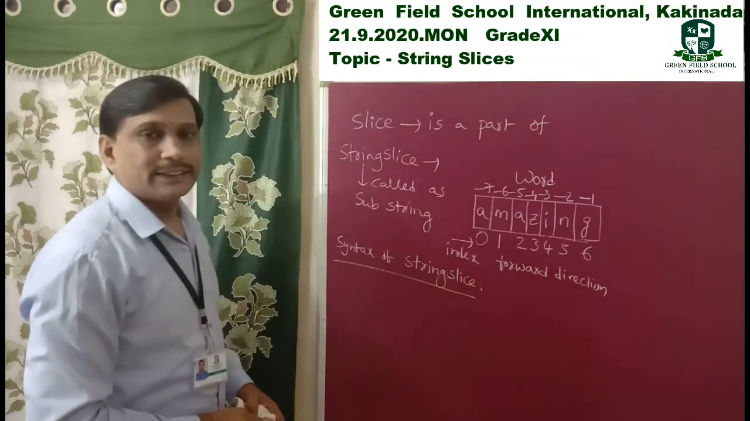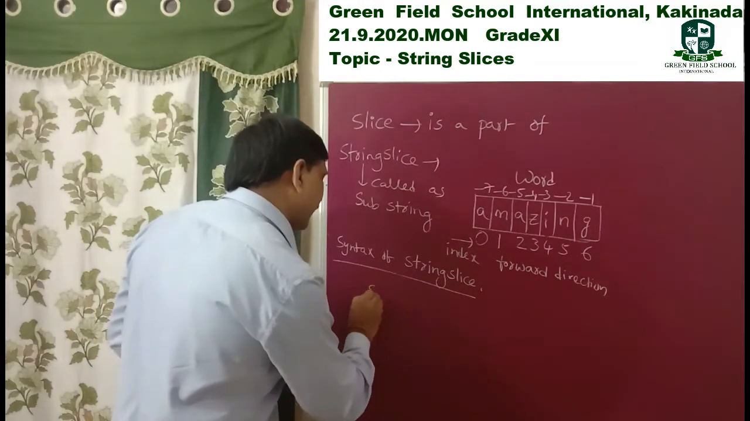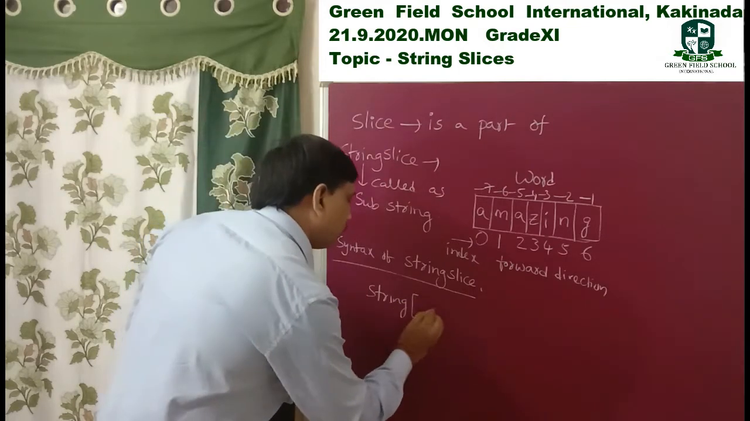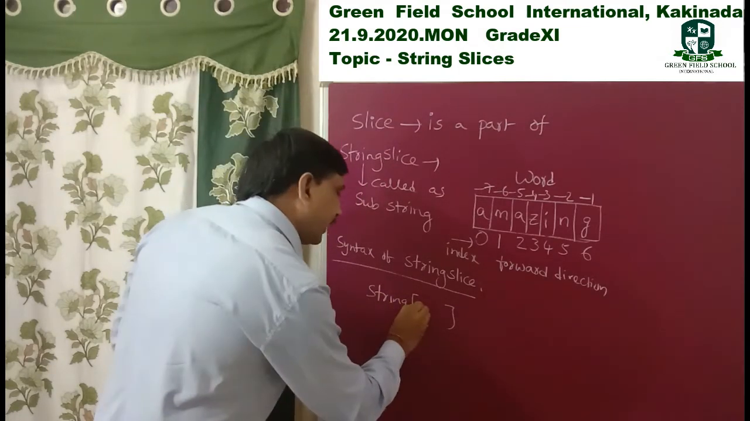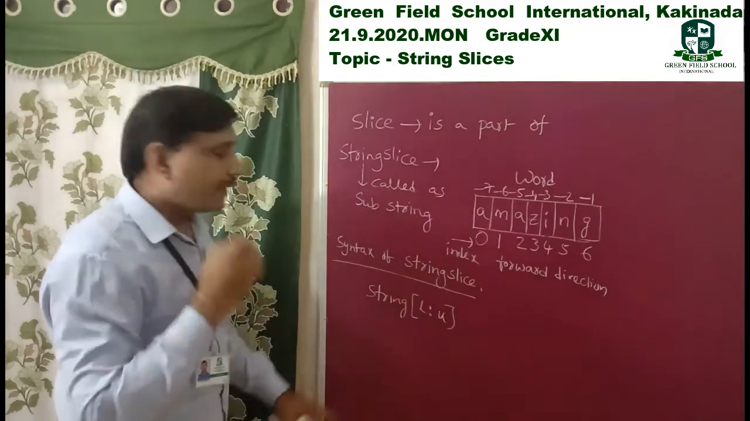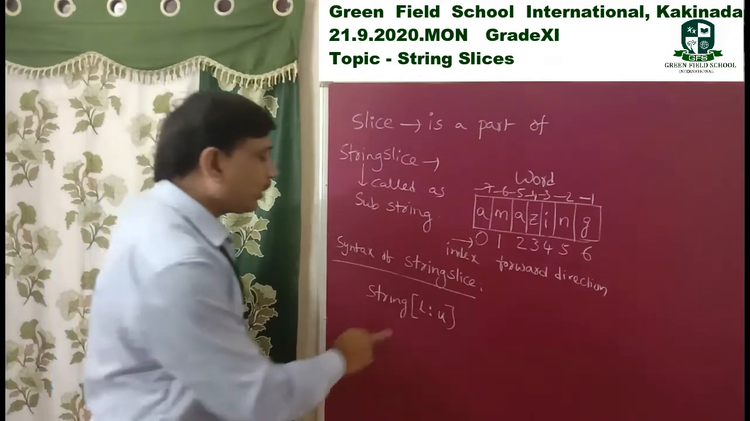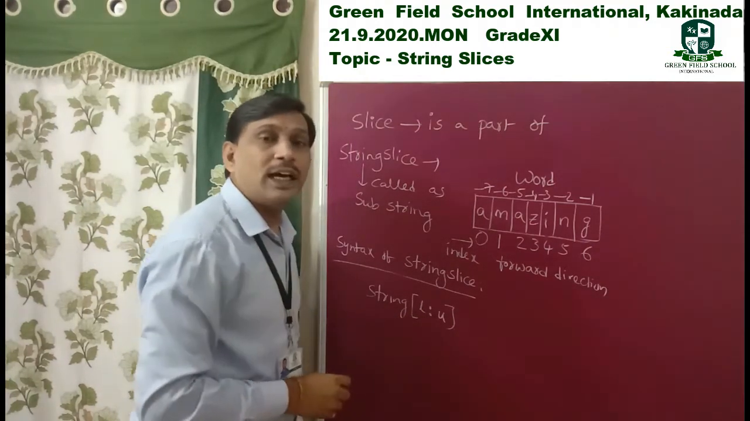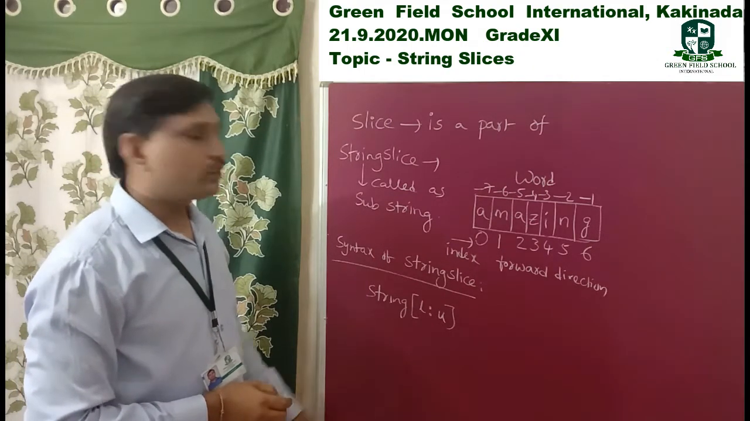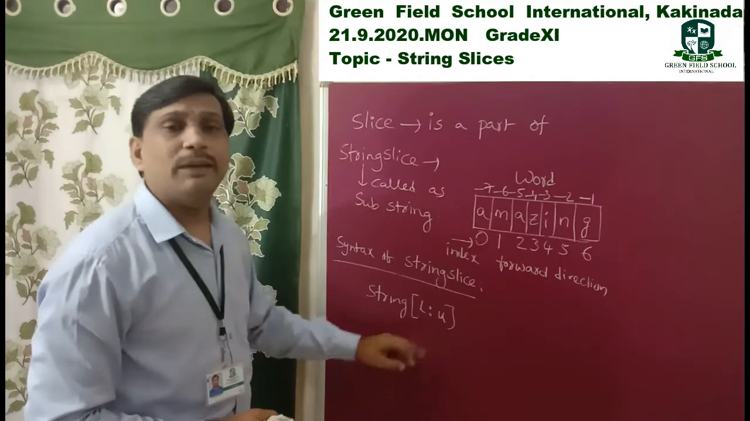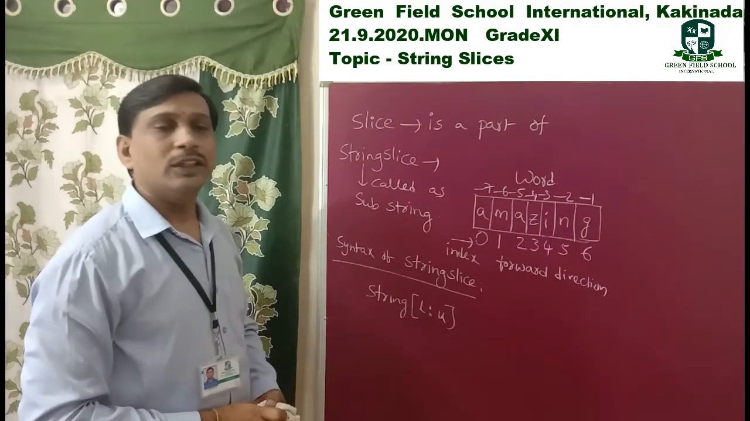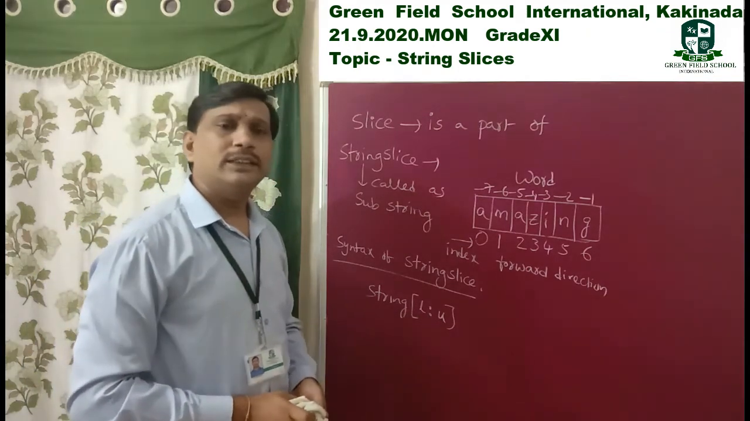Syntax of string slice. I write here the syntax: the name of the string, then brackets with the lower bound and the upper bound, like m to n. Both the lower bound and the upper bound are integers. Each and every time it is incremented by 1, so by default it increments by 1.